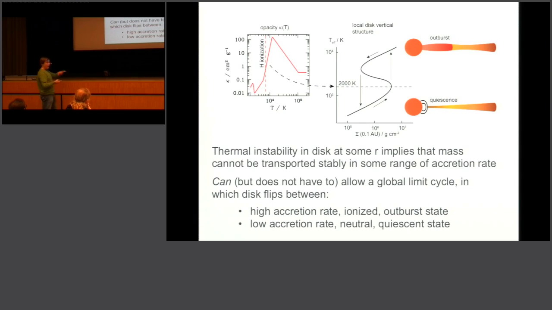So you have a bistable situation where you flip between high accretion rates, ionized and outburst, and low accretion rates, neutral and quiescent. And the idea would be that the disk itself is trying to accrete at some sort of intermediate rate. So when it's in the outburst state, the mass is draining away, so it's trying to return to the quiescent state. But then when it's in the quiescent state, that's less accretion than it wants to do, and so the mass builds up. And so you get a cyclic behavior in this kind of diagram.